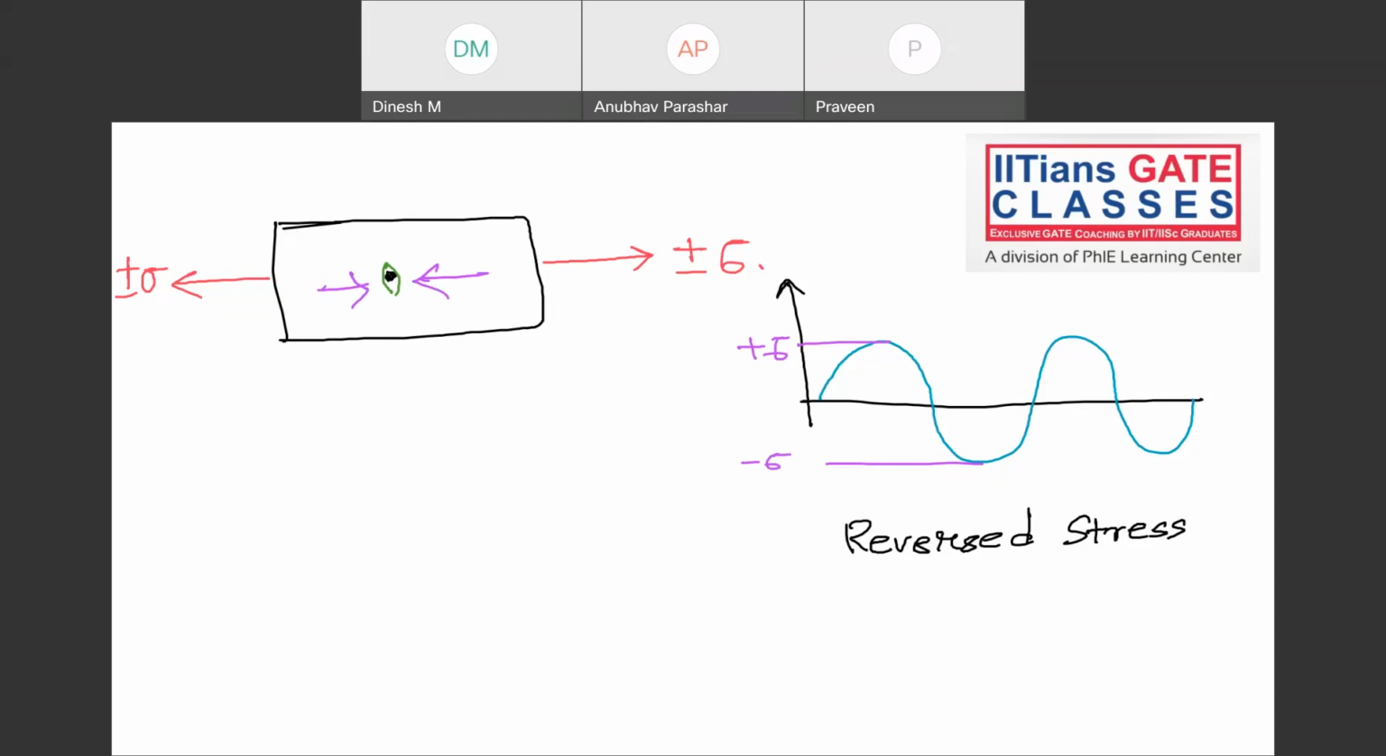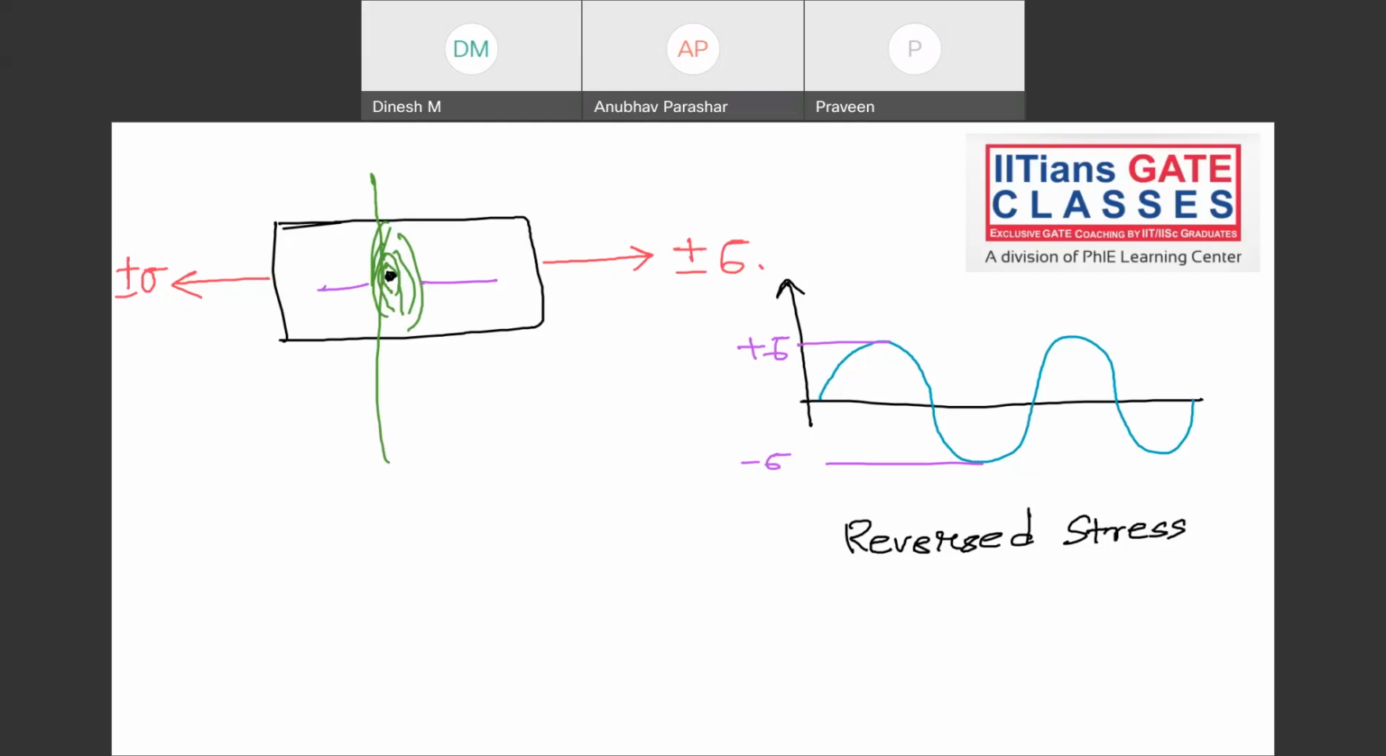So what will happen to this crack? Can you tell me, Praveen, what will happen to this crack? If this goes on, the crack is being pulled, and again the next moment the crack is being pushed. Yes, very nice, fantastic. So the crack will propagate. The crack will become bigger and bigger, and ultimately there will be failure at this section.